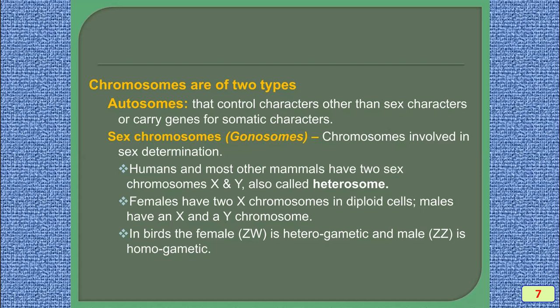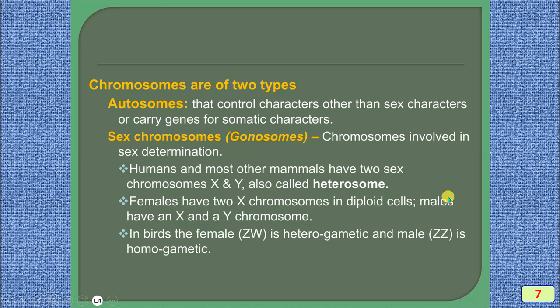So chromosomes are of two types. One is autosomes, which control characteristics other than sex characters, carrying genes for somatic or body characters only. They do not determine the sex of an individual organism. The other type is involved in sex determination. Humans and most mammals have two sex chromosomes, noted as X and Y. It is different in different species. They are also called heterosomes.